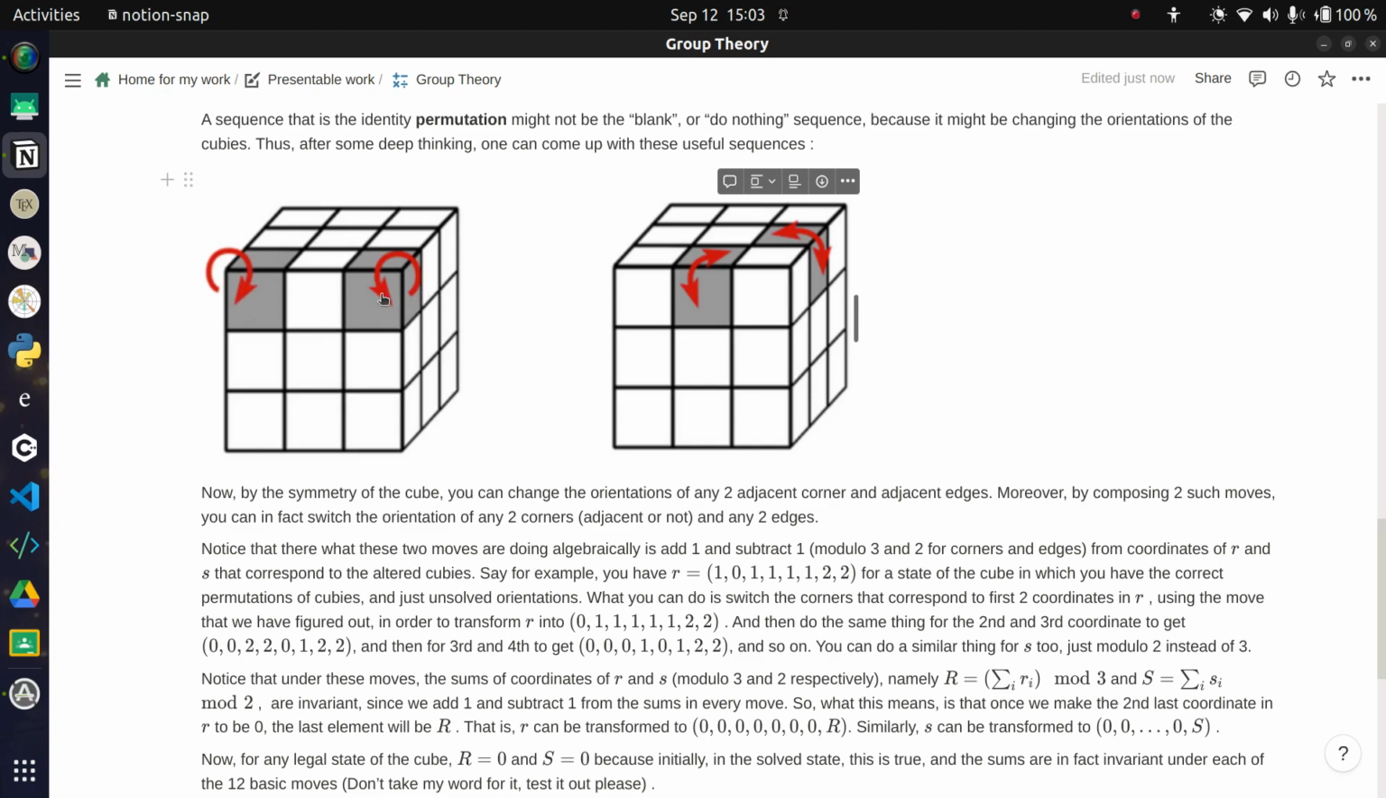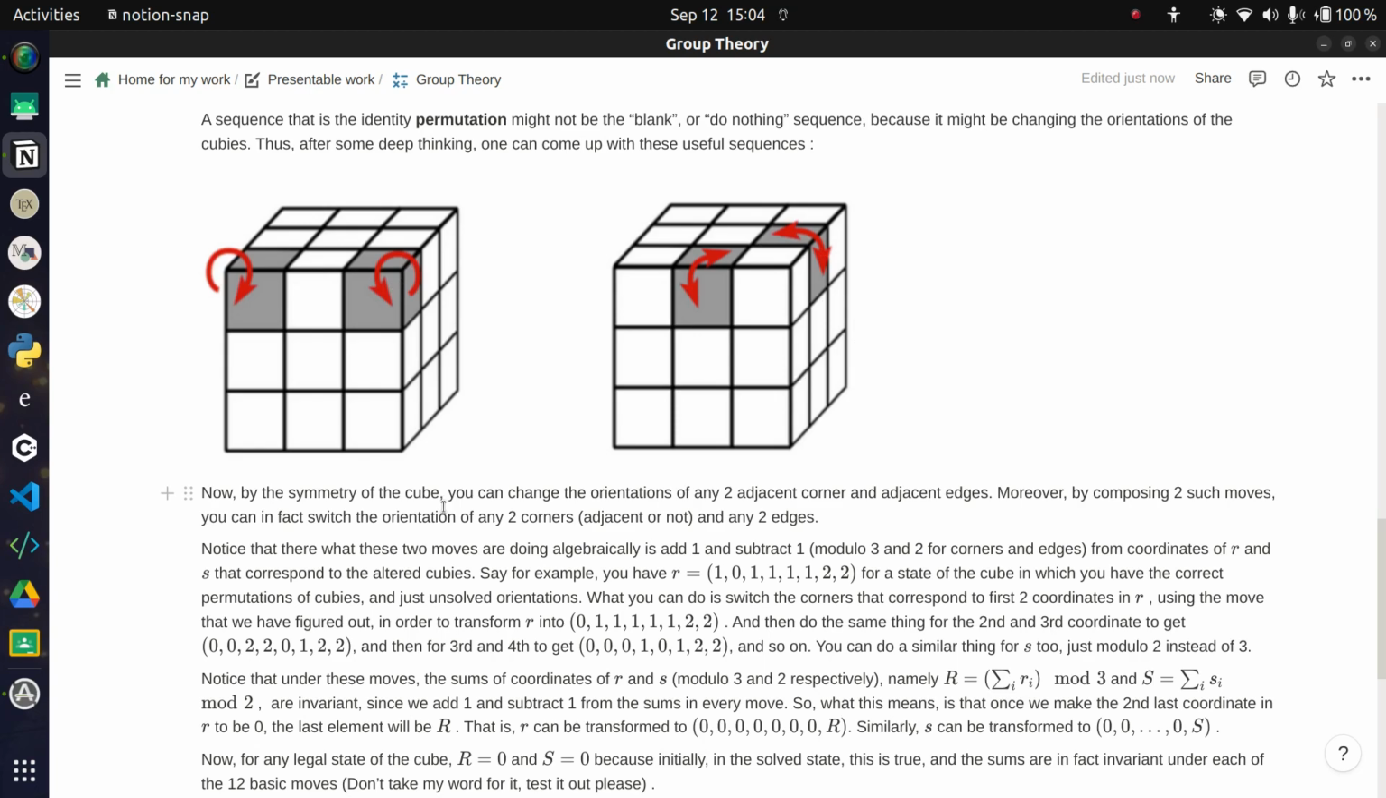And in fact it could be any 2 cubies because you can do some kind of conjugation and composition thing on this. But yeah, and also symmetry arguments and all. And similarly over here, you are doing +1 and -1 to the coordinates of the vector s in this particular case because it's edges. Over here it would be the vector r, right?